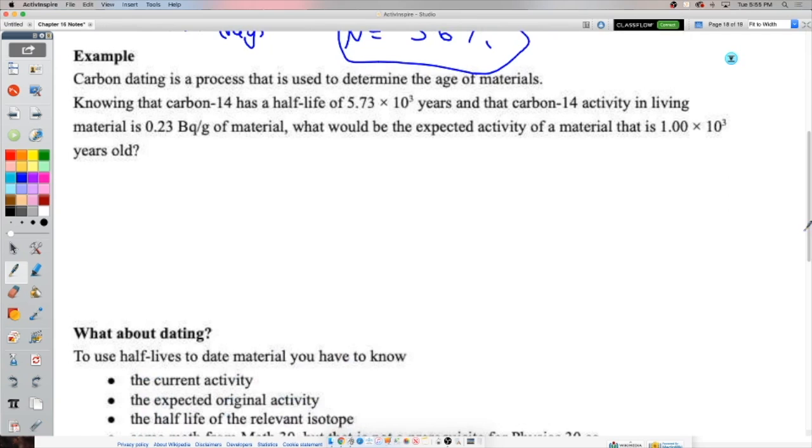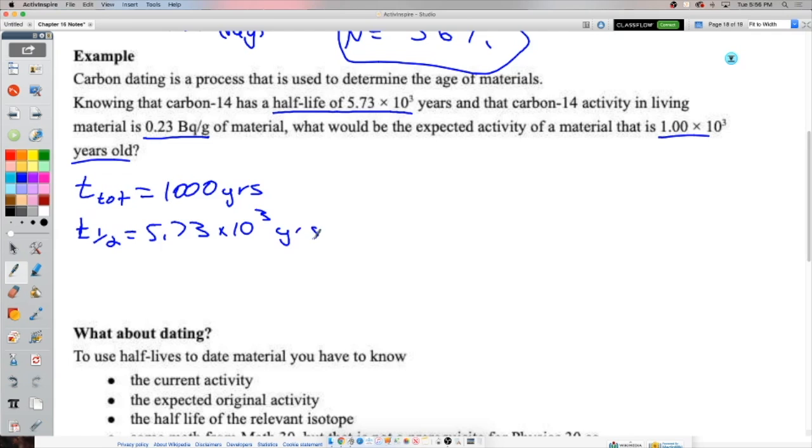We knew that. Knowing that carbon-14 has a half-life of 5.73 times 10 to the 3 years, and that carbon-14 activity in living material is 0.23 becquerels per gram, what would be the expected activity of a material that is 1,000 years old? So what is that 1,000 years old? Which variable? Total time, right? They told us the half-life.